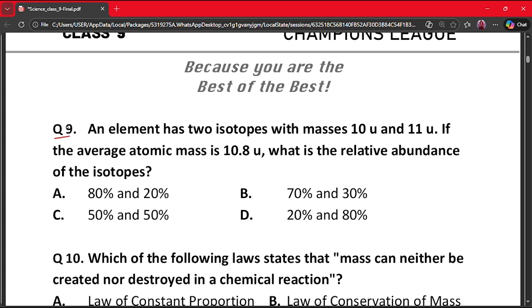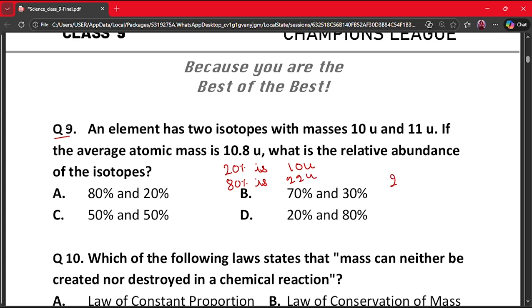An element has two isotopes with masses 10u and 11u. If the average atomic mass is 10.8u, what is the relative abundance of the isotopes? A. 80% and 20%, B. 70% and 30%, C. 50% and 50%, D. 20% and 80%. So here assume 20% is 10u and 80% is 11u.